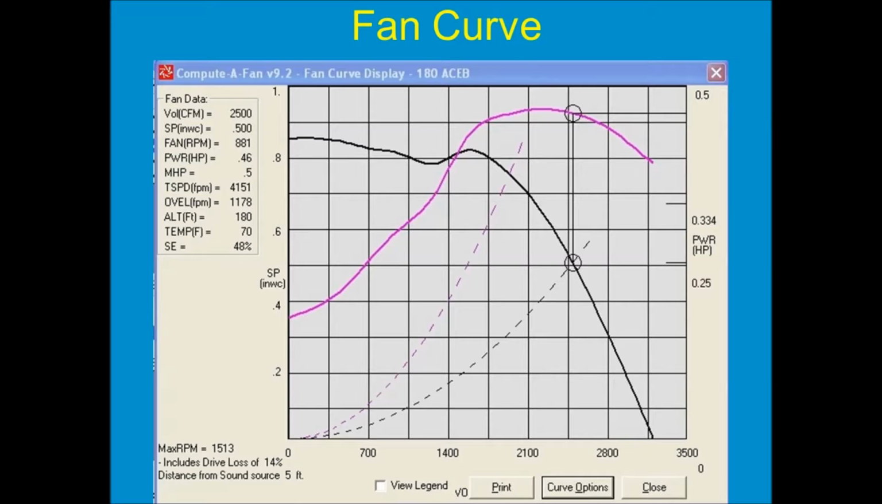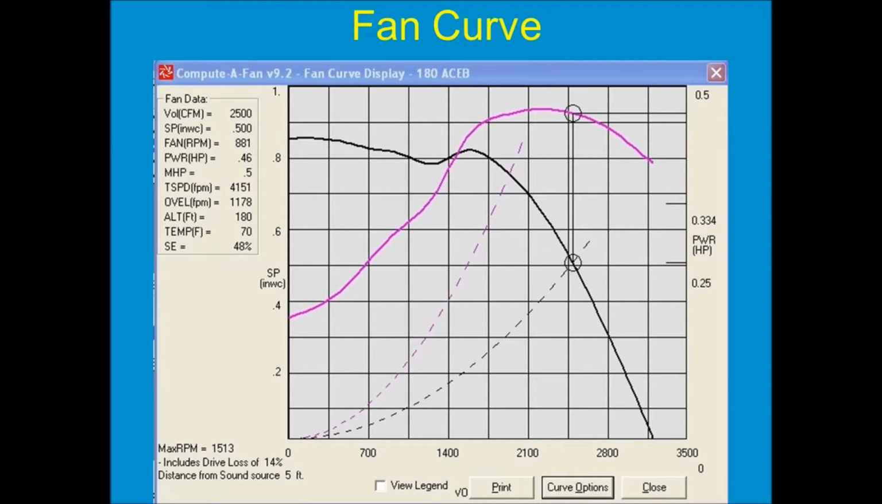On the other hand, say we install the fan and there's less pressure than anticipated. Let's just say, for discussion's sake, it was 0.3. If we look where 0.3 intersects with the fan curve, that's up at 2,800 CFM. More air than what we planned on.